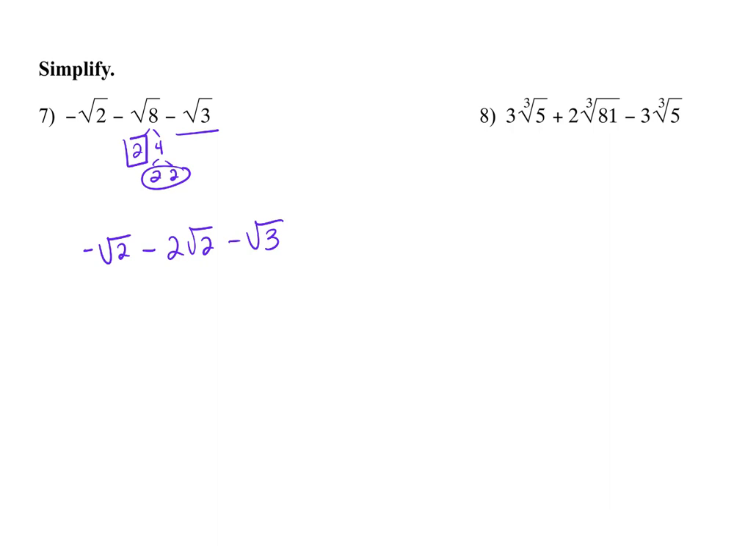And now you can see that I have like terms. Remember, if you don't see a coefficient, it is a 1. So I have -1 minus 2. That is -3 square root of 2. And then I have this minus square root of 3. I can't do anything else with that. That is my answer.